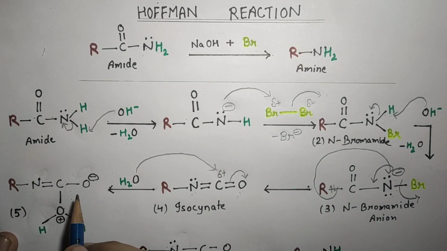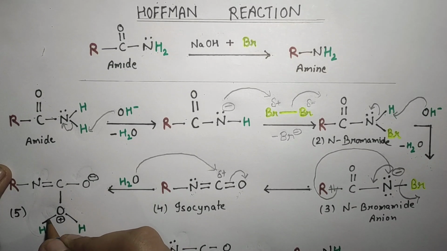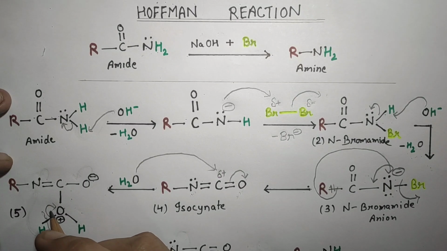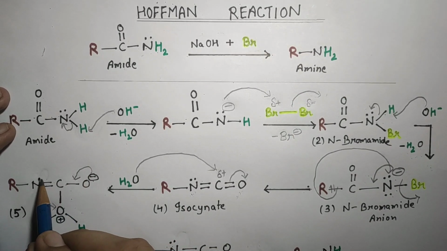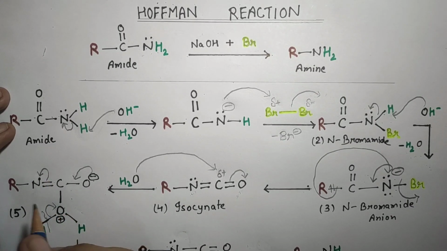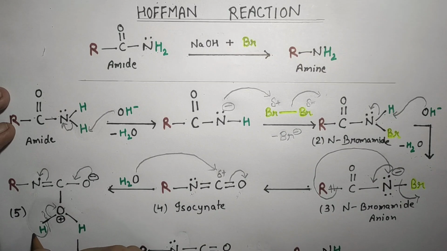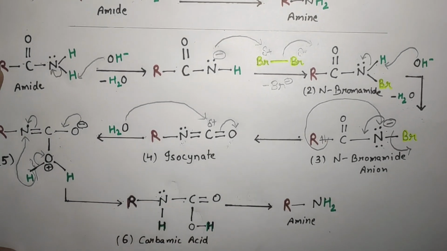Now here we can see the oxygen is negatively charged here and oxygen is positively charged here. So what will happen, as we know, this oxygen which is positive doesn't like to remain positive, so it will take back its electrons and this hydrogen will get liberated. At the same time, these electrons of oxygen will form a bond here and the electrons of this bond get shifted to nitrogen, giving rise to a negative charge, due to which this hydrogen will now migrate and get attached to this nitrogen, giving rise to this carbamic acid.